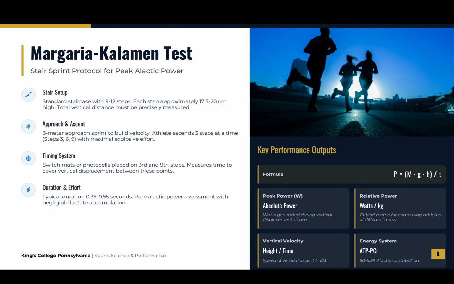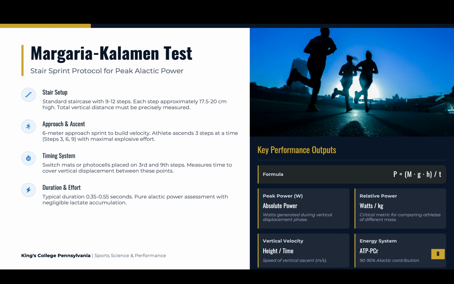What are the key performance metrics in here? The formula is power is mass times gravity times height divided by time. The peak power in watts is the absolute power. This is watts generated during the vertical displacement phase. The relative power is watts per kilogram. It is a critical metric for comparing athletes of different masses.